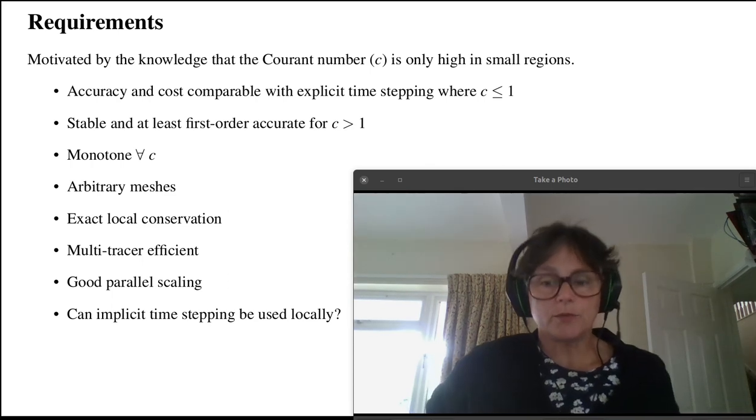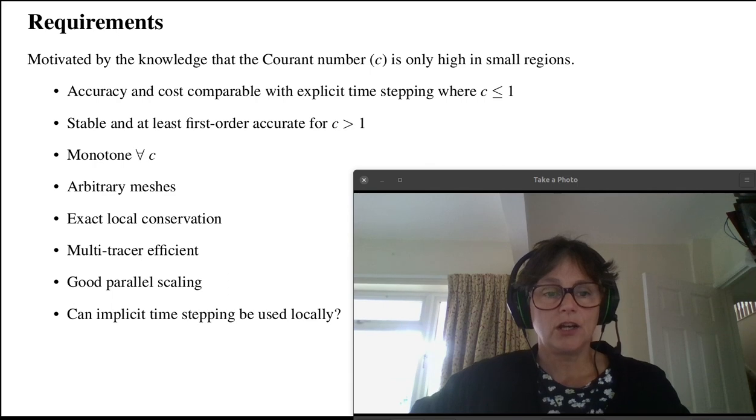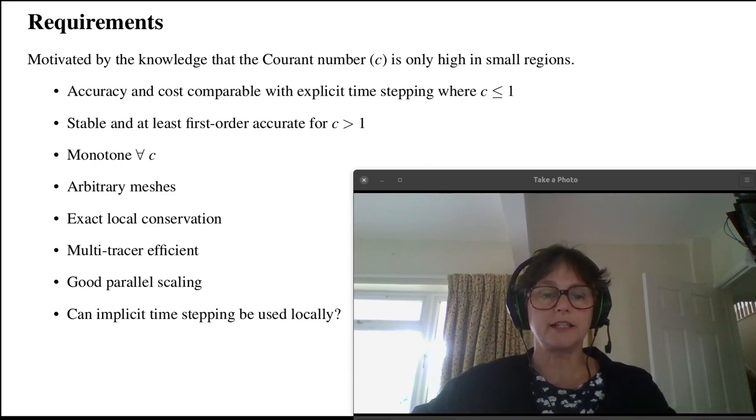I want it to work on arbitrary meshes. I want exact local conservation. I want it to be multi-tracer efficient. I want good parallel scaling. And I'm also asking if implicit time stepping can be used just locally rather than over the whole sphere.